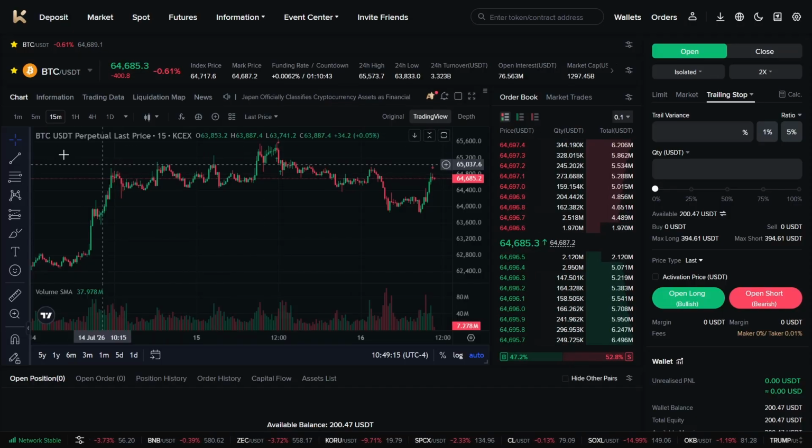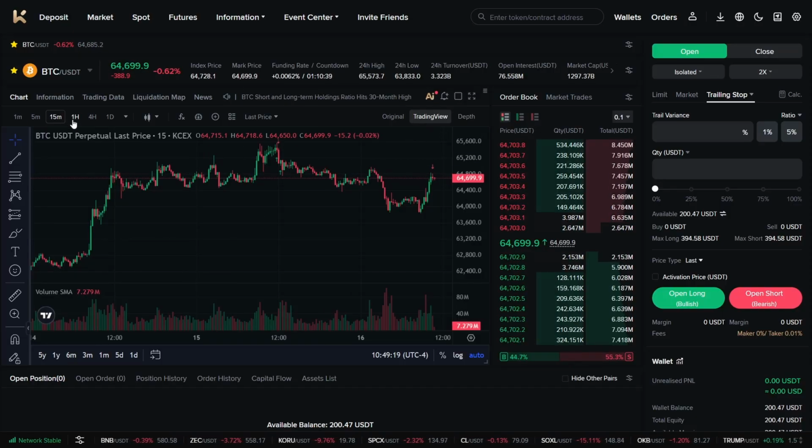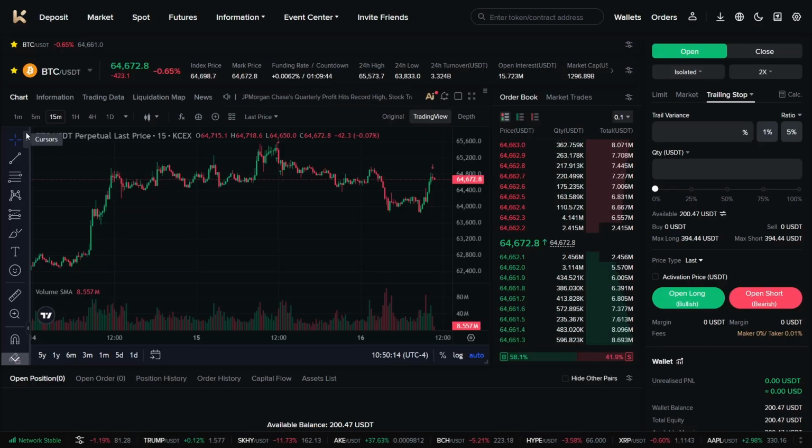The timeframes on the top left of the chart change how much activity each candle represents. Short timeframes like 1, 5, and 15 minutes show recent details, while hourly and daily charts make the larger trend easier to see. On the left side of the chart, we have drawing tools. These tools can be used to mark support, resistance, and possible entry or exit zones.